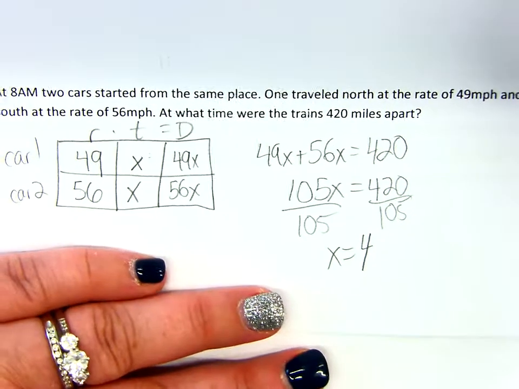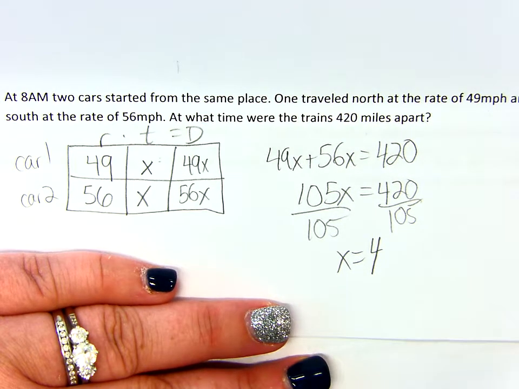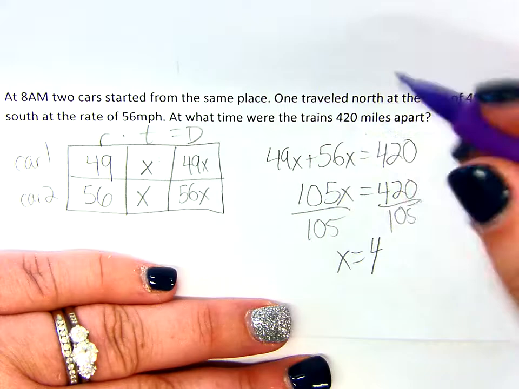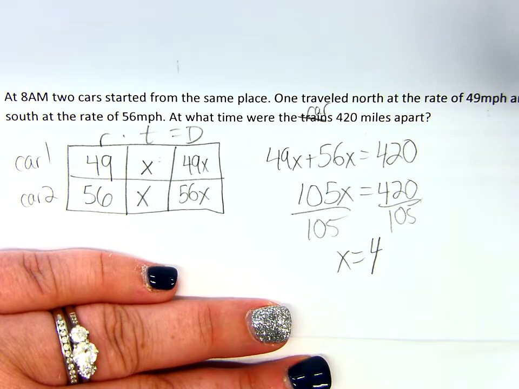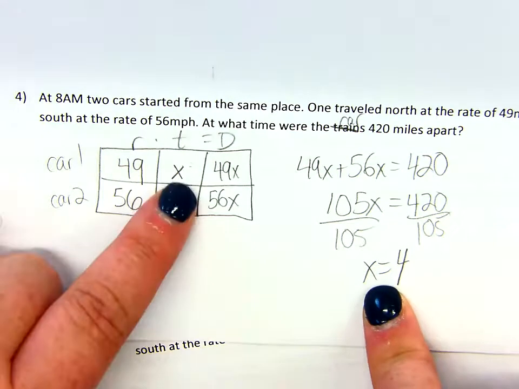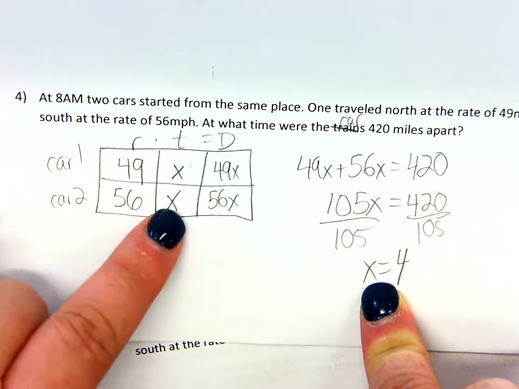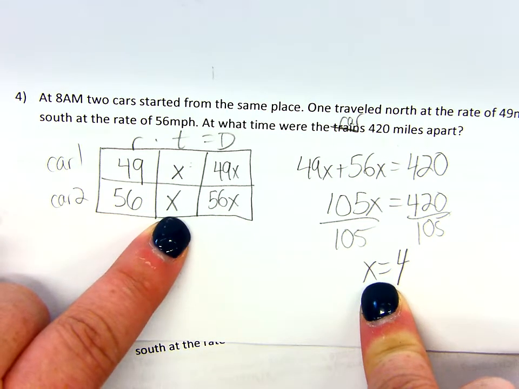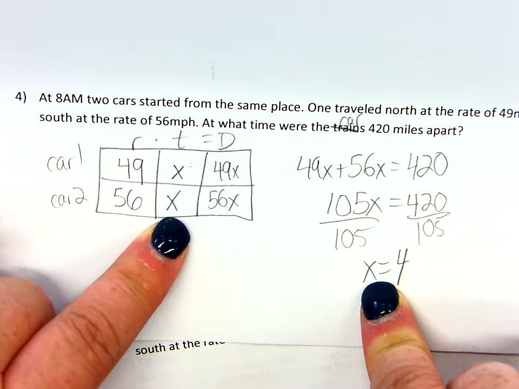Okay, now here's the twist with this one. Look at what they're asking. At what time were the trains, they should be cars instead of trains, sorry. At what time were the cars 420 miles apart? Remember what X stood for. X stands for the length of time that car 1 has been traveling for. How long has car 2 been traveling for? Also 4 hours, right? They both left at the same time.